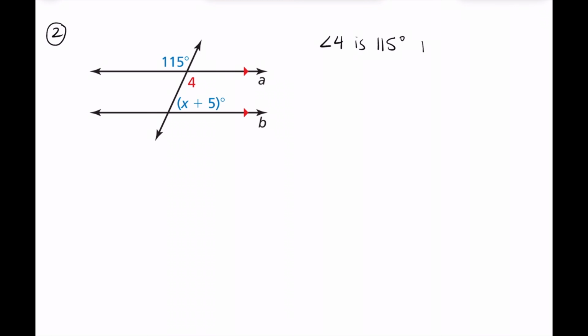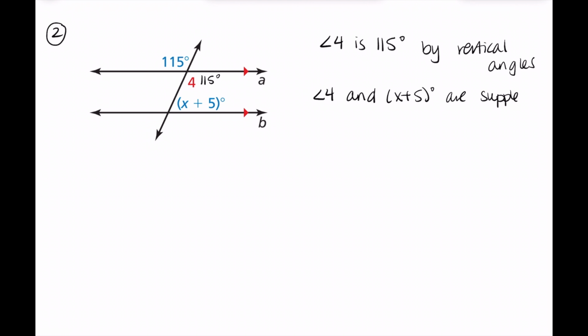For number 2, we have 115 degrees, angle 4, and angle x plus 5. If we look here, we know that angle 4 and 115 degrees are vertical angles, and we know that vertical angles are congruent, so we can just say that angle 4 would be 115 degrees. Now, angle 4 and x plus 5 are going to be supplementary because these two are consecutive interior angles. So what we can do here is solve for x.